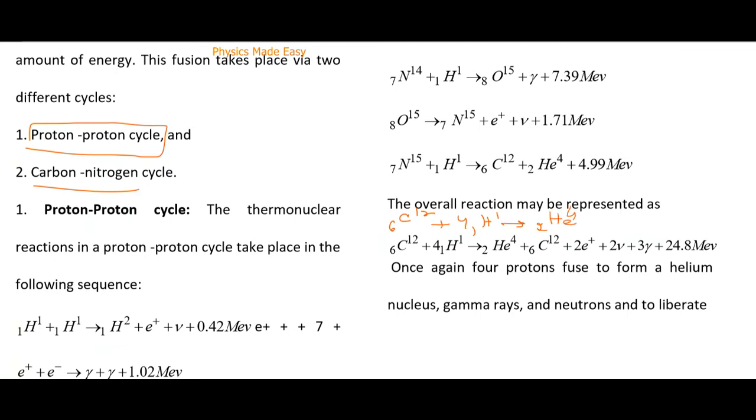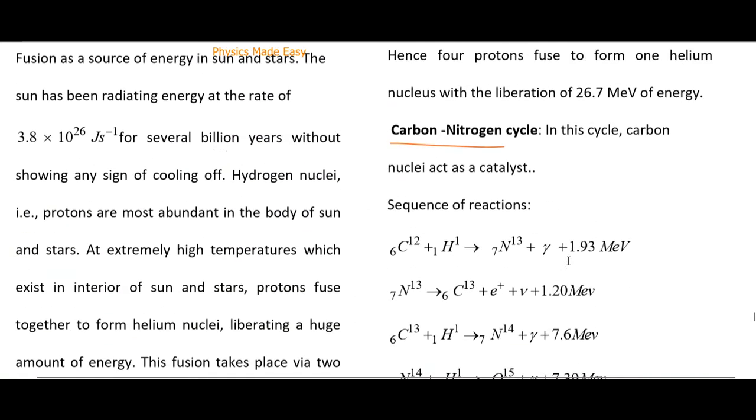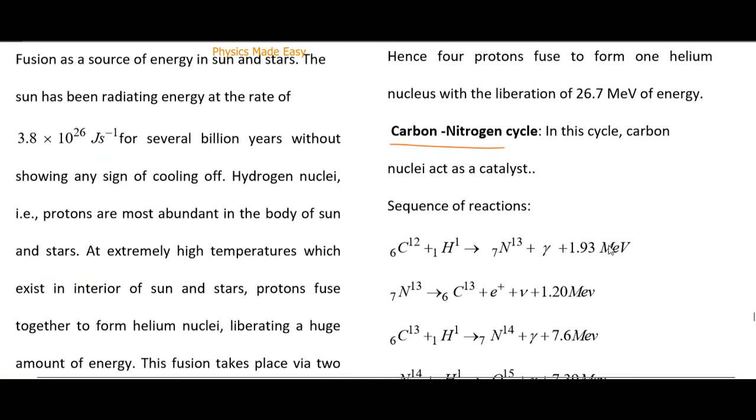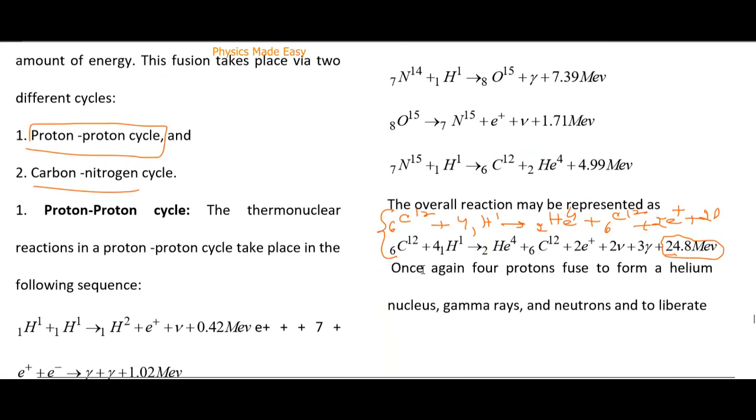You just need to remember it. Carbon is a catalyst: 4 protons combine to form a helium, and carbon is just a catalyst in this case. 2 positrons plus 2 neutrinos are emitted plus some gamma radiation, and this much energy is released. You should be familiar with this reaction for your examination, particularly for NEET. This is not important for JEE Main. It is important for board examination as well as for NEET, and not for JEE Main or JEE Advanced. Note that in the carbon-nitrogen cycle, carbon acts as a catalyst.